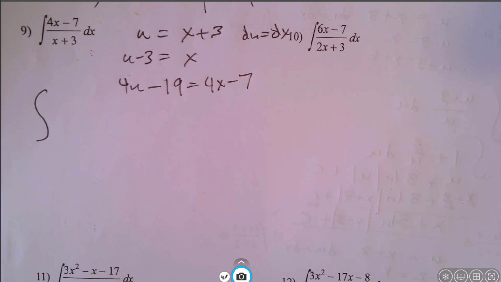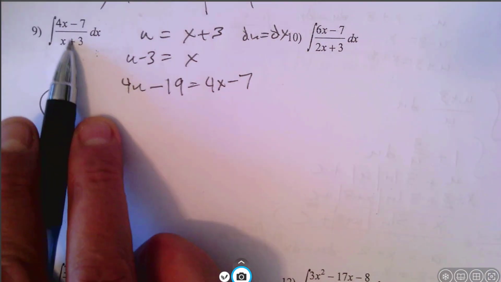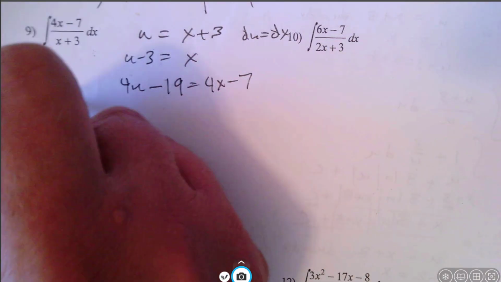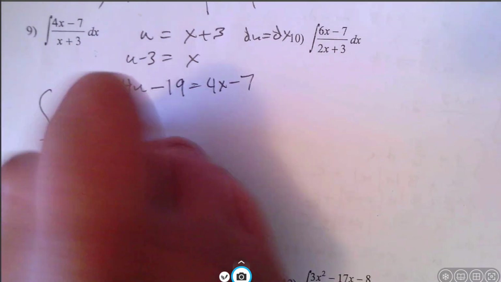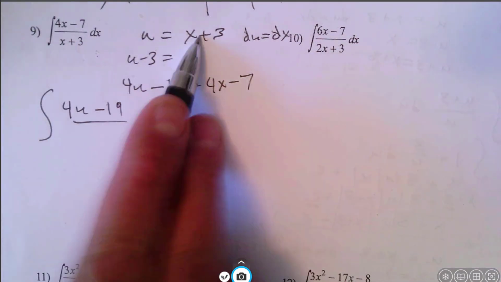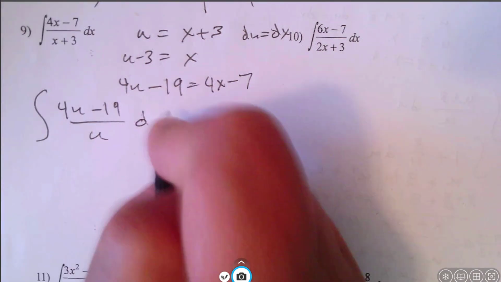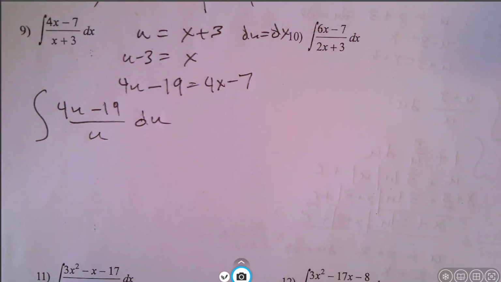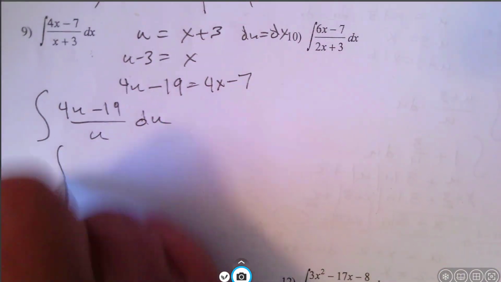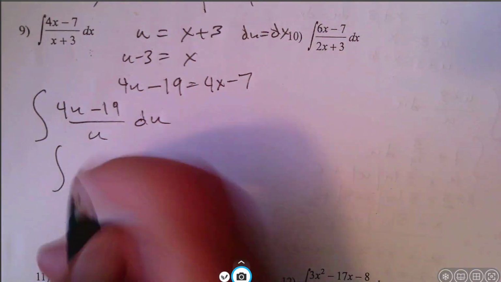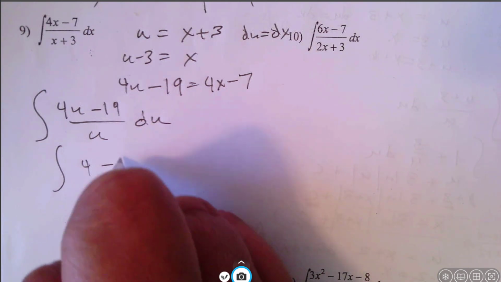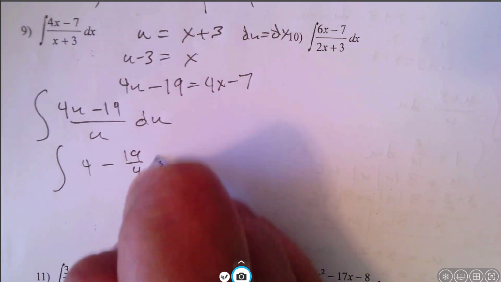Substitute. Rewrite the integral. So on the top, instead of 4x minus 7, we're going to write 4u minus 19. On the bottom, instead of x plus 3, we're going to write u. Dx, we write du. Now, simplify it. So, divide everything by u. That's going to be 4 minus 19 over u, du.